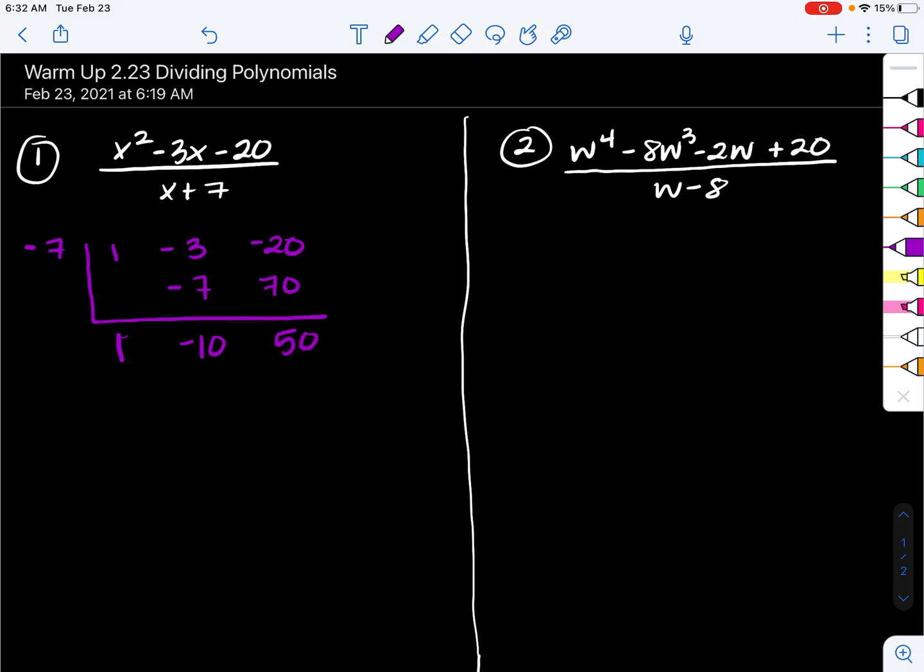So our final answer for number one, remembering that this last number is the remainder, the plain number, and then our variables build with power as we move to the left. So x minus 10 plus 50 over our divisor.